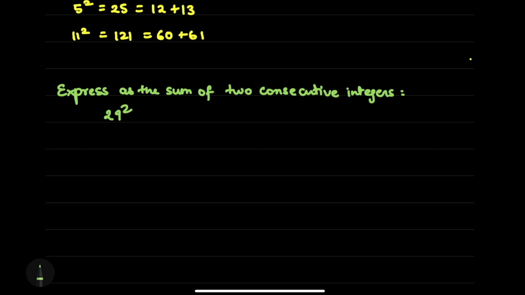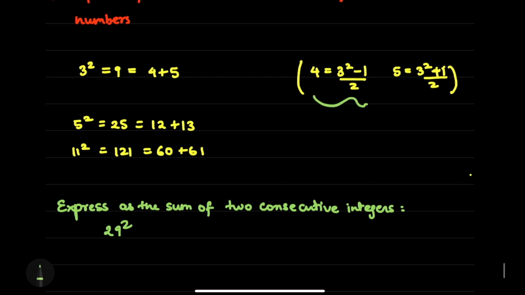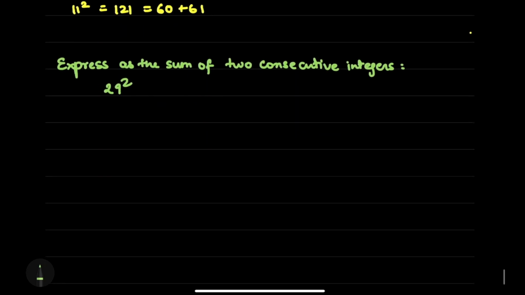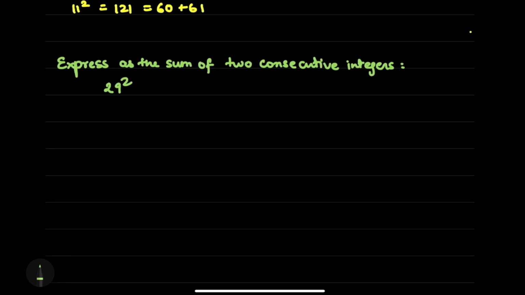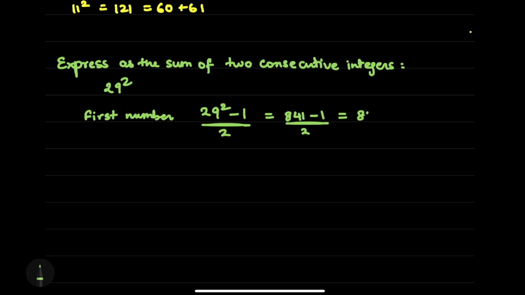29 square. So how do we find this? As mentioned here, we'll take again the same method, and the first number will be calculated as 29 square minus 1 by 2. This comes out to be 841 minus 1 by 2, equal to 840 divided by 2, which comes out to be 420. And the second number is 29 square plus 1 whole by 2.